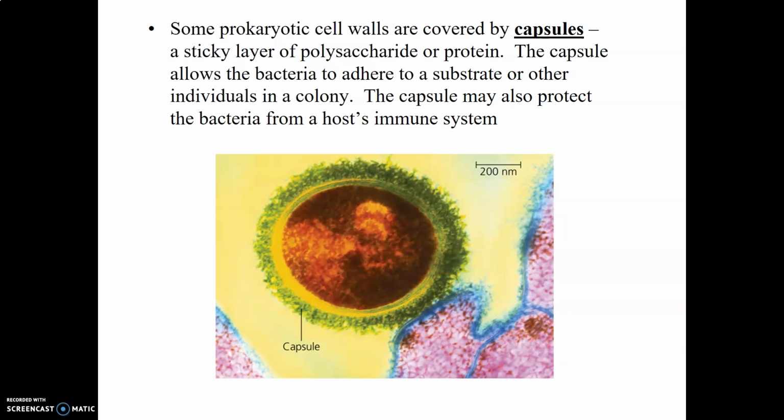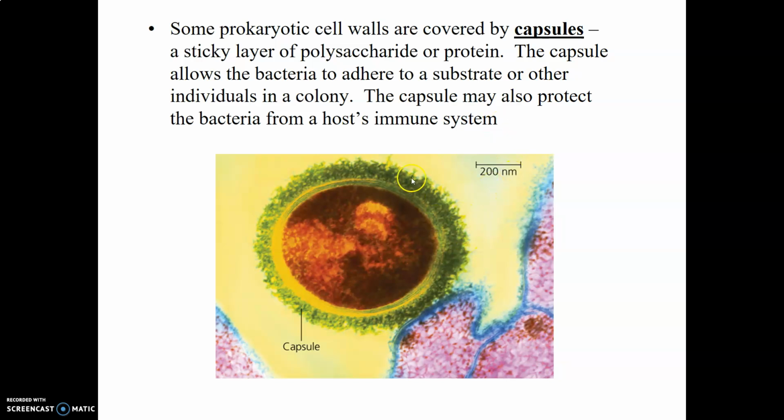Okay, as we continue with part 2 of our look at prokaryotic cells. Some prokaryotic cells have cell walls that are covered by capsules. Now, the capsule is a sticky layer usually made of protein or in some cases, a complex polysaccharide. The capsule allows the bacterial cell to adhere to a substrate or to other individuals in a colony situation. The capsule may also protect the bacteria from its host body's immune system.